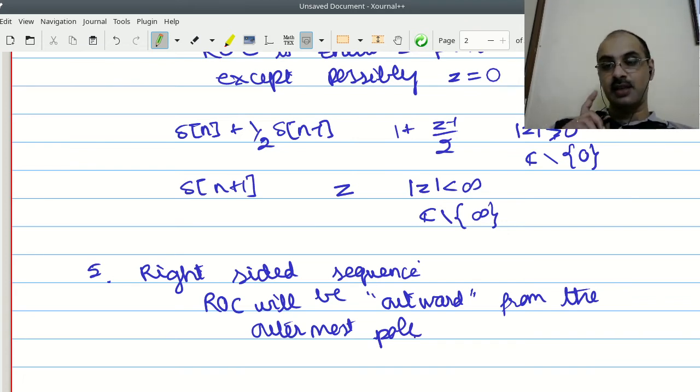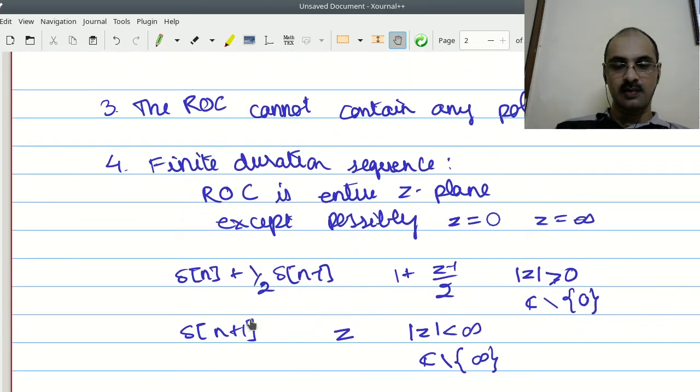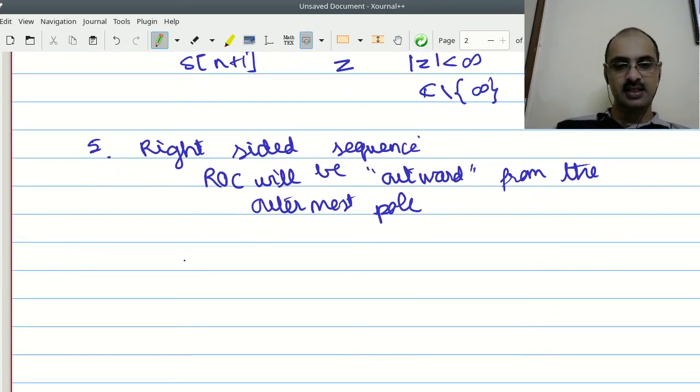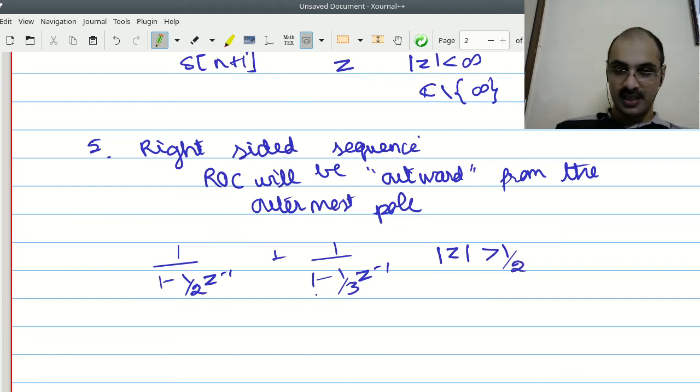This means something which you have to understand very carefully. Let me take an example like this. Let's say you have 1 by 1 minus half z inverse plus 1 by 1 minus 1 by 3 z inverse. Now, needless to say, if I give you mod z greater than half, that will include mod z greater than 1/3.